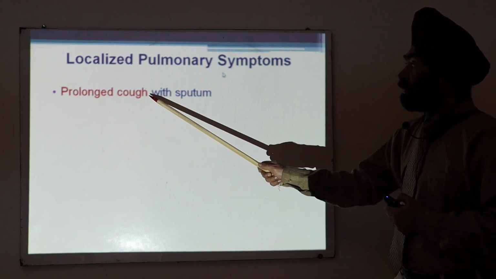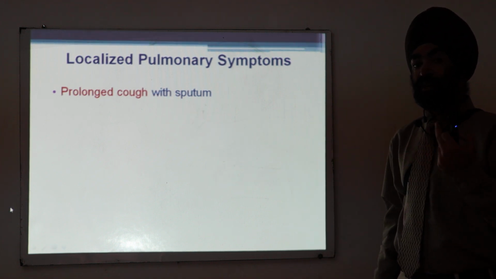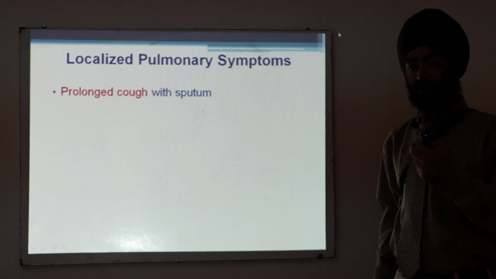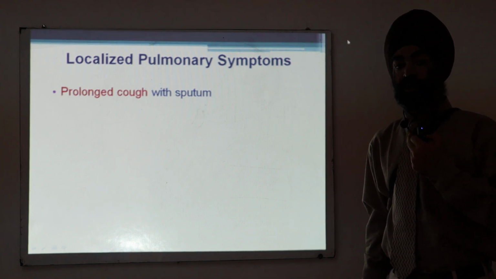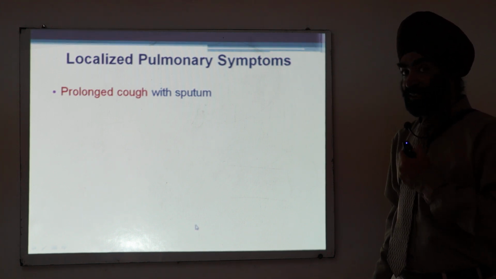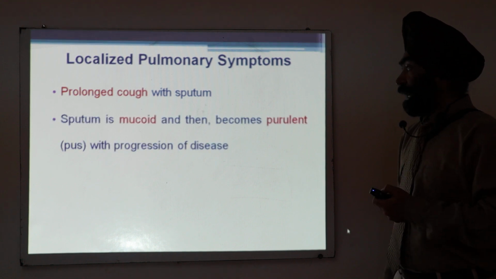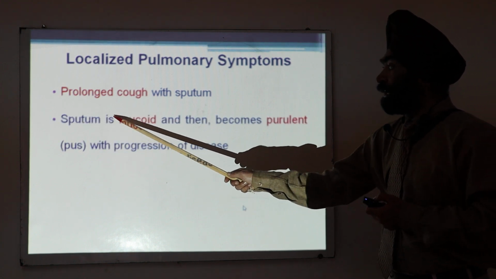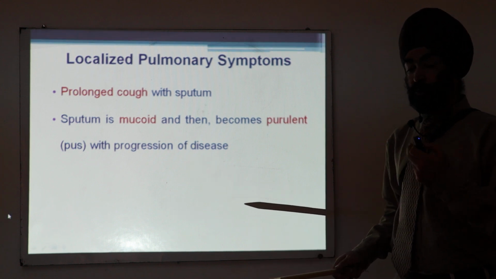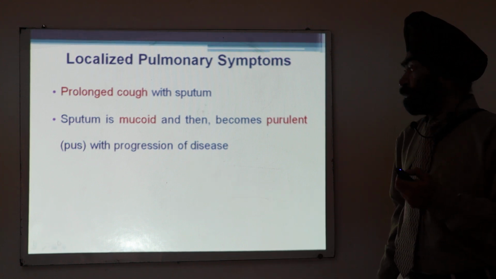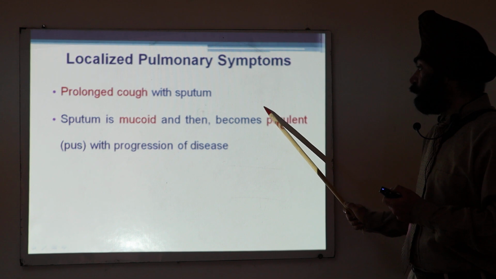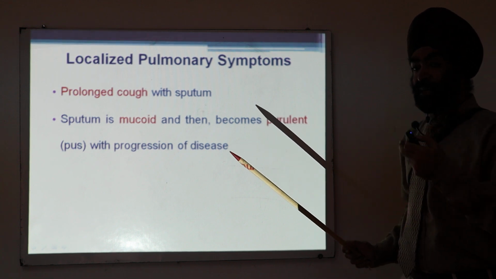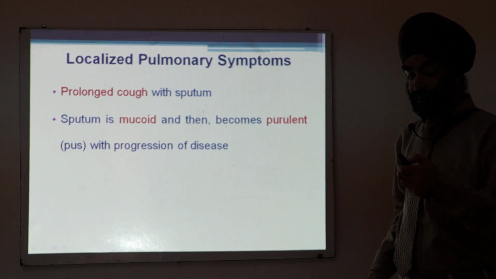Now there is a prolonged cough. The person has the cough for a very long period of time, and it is not a dry cough. It is a productive cough. There is sputum that is coming out. And this sputum is mucoid. That means initially it is more watery with a little bit of mucus, but later on it becomes purulent. That means in that sputum there is pus as the disease is progressing.